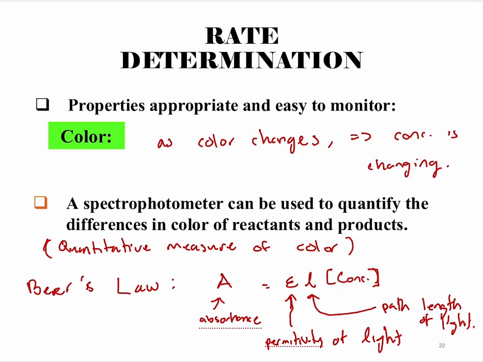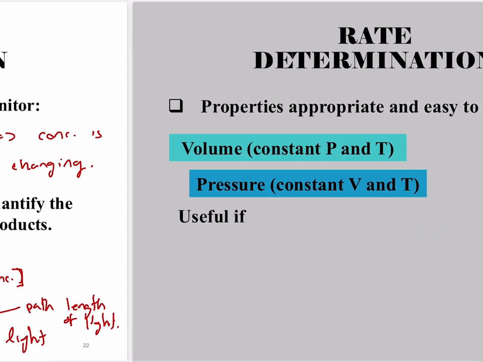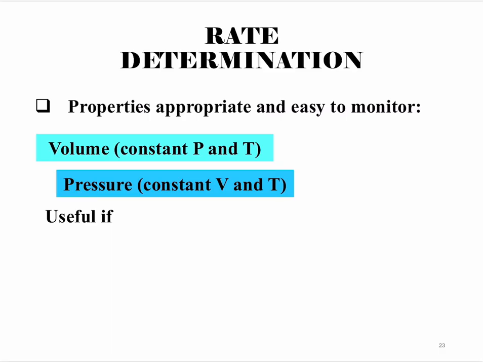Okay, so the way this works again is you shine light through a sample and you have a detector that measures how much is actually getting through. Okay. Other things we can measure are volume and pressure, right? So if you have gaseous reactants or products, you can measure the pressure. How is the pressure changing?